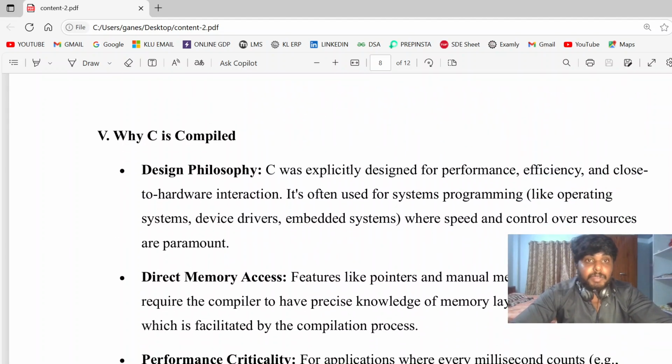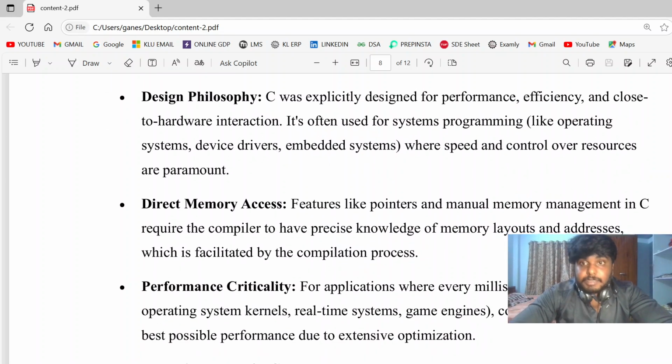So why is C compiled? As we discussed, design philosophy. For what purpose is the C language required? In such a way, C language is designed. C was explicitly designed for performance, efficiency, and close hardware interaction, like operating systems coding, IoT coding, embedded coding. Where our product or project is much related to hardware, much nearer to hardware, we use C language there. We use a compiler there.